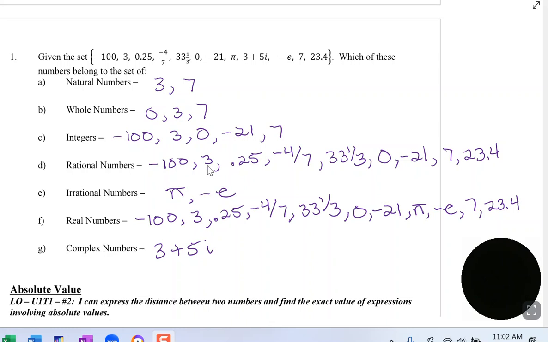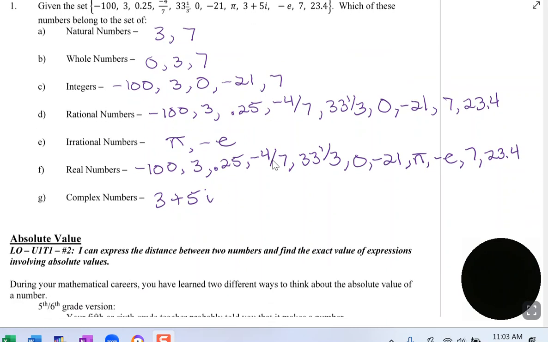Rational numbers, so all of these are rational numbers. 0.25 is rational because you can write it as 1/4. Irrational, pi and negative e, because those are numbers that are non-repeating, non-terminating decimals. And then the real numbers are all of those except for 3 plus 5i, because that is complex.